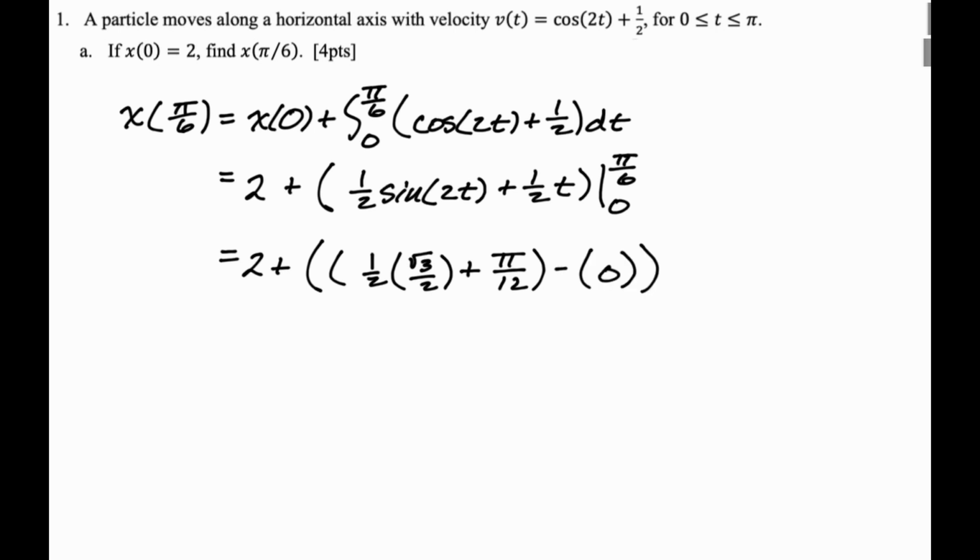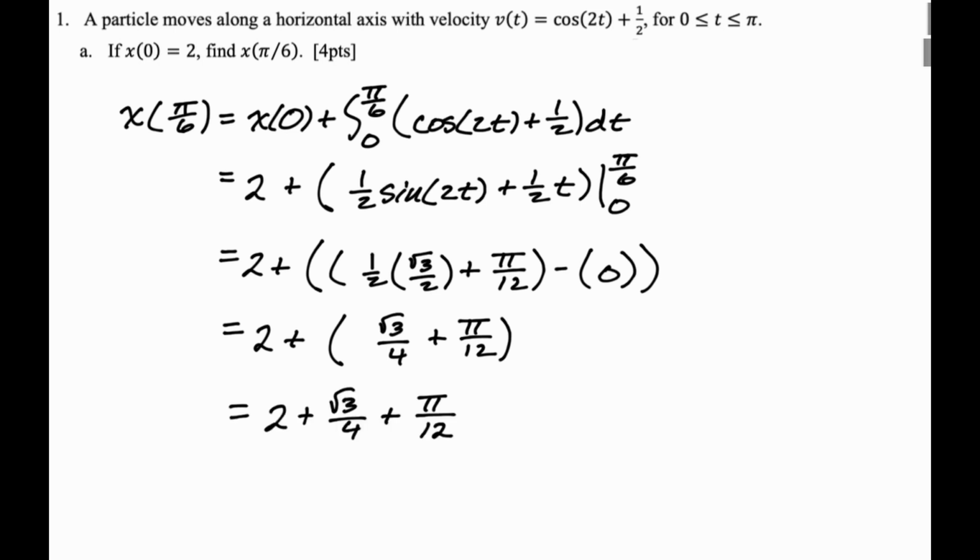Minus, when we plug in 0, everything is 0. The sine of 0 is 0, t is 0, so that just zeroes out. And then we would want to clean this up. So we end up with this, which is obviously 2 plus root 3 over 4 plus pi over 12. All right.